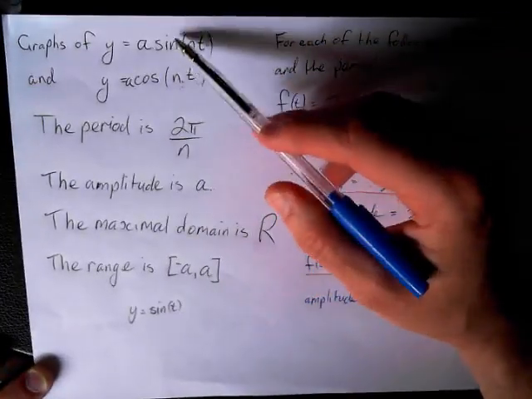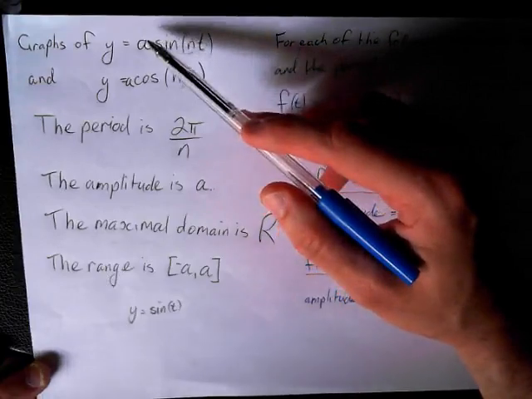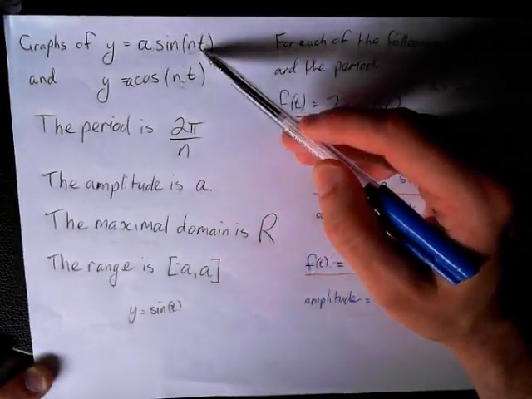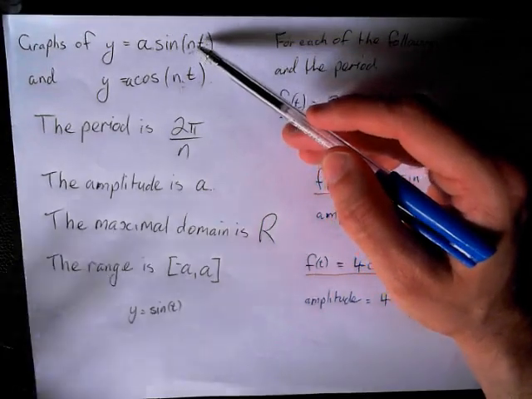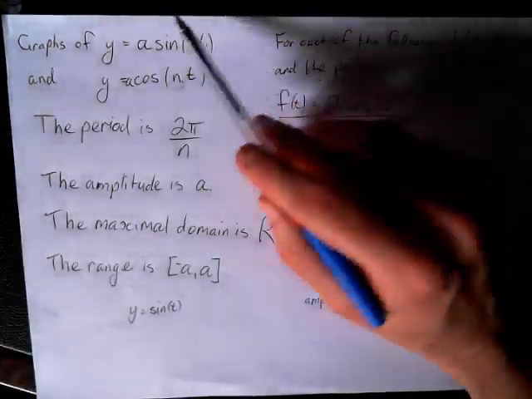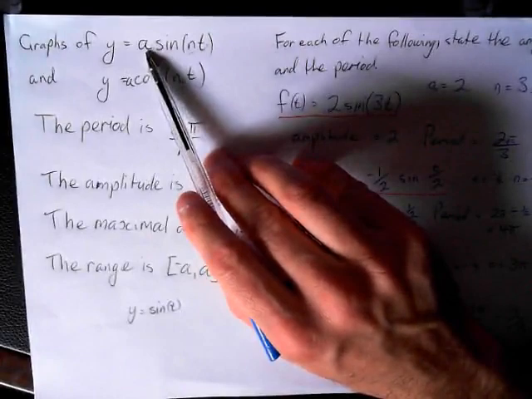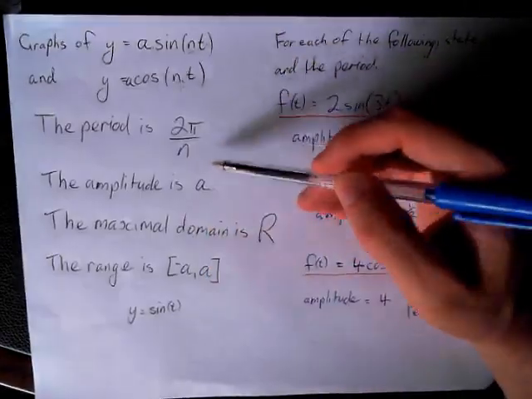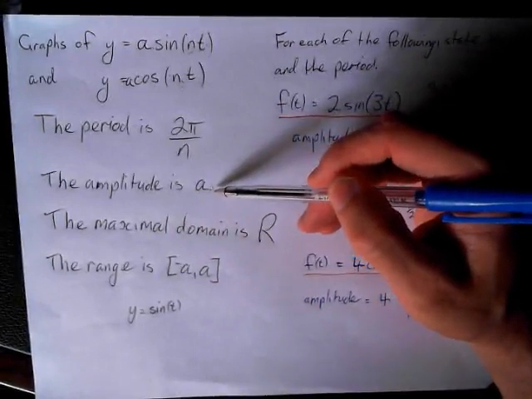If y equals sine x, you can have a value of 1, but if you've got this coefficient in front, then you multiply that value of 1, the radius of the unit circle, by that value. So the new amplitude of the graph becomes a.